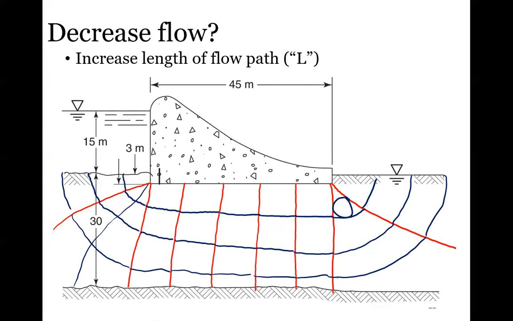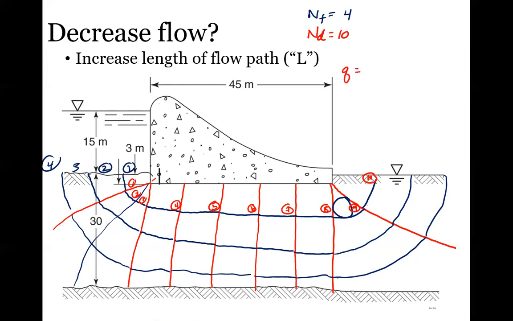So for this specific case, how many flow paths would we have? 1, 2, 3, and then 4. So we would have 4 flow paths. And then the number of equipotential drops, we would have 1, 2, 3, 4, 5, 6, 7, 8, 9, 10. So we would have ND is equal to 10. And then we could plug that into our equation to get our flow.